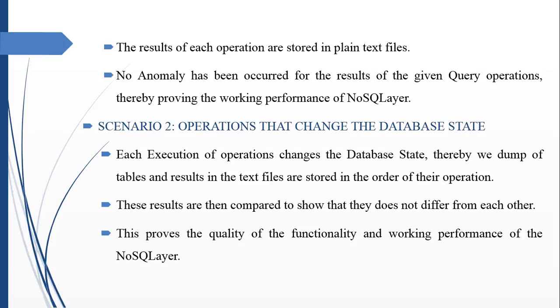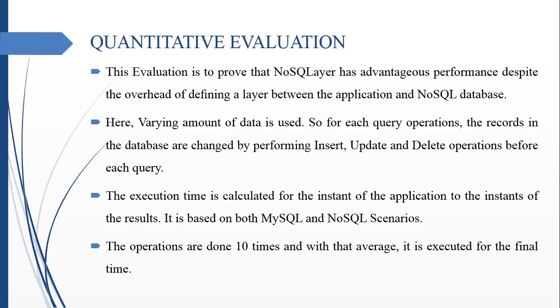Second is scenario 2, operations that change the database state. Each execution of the operation changes the database state. Thereby, we dump tables, and the results in the text files are stored in the order of their operation. These results are then compared to show that they do not differ from each other. This proves the quality of the functionality and working performance of the NoSQL layer.